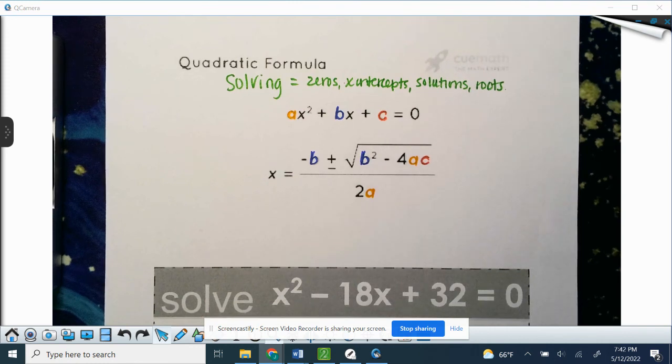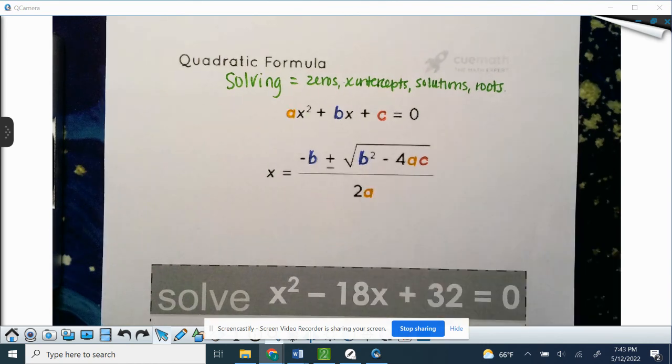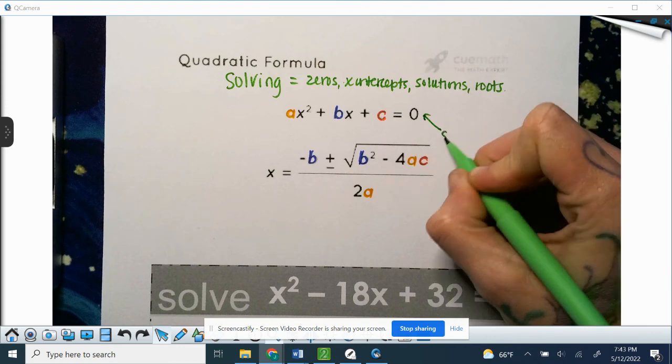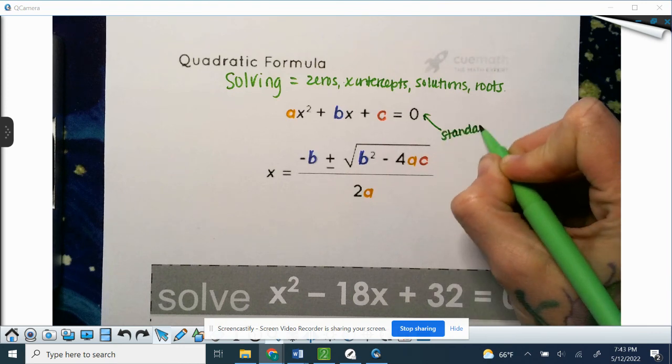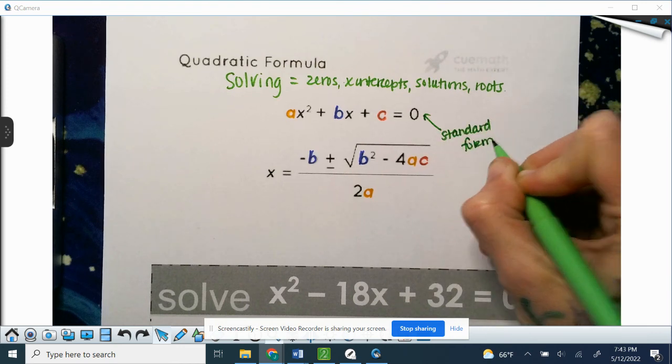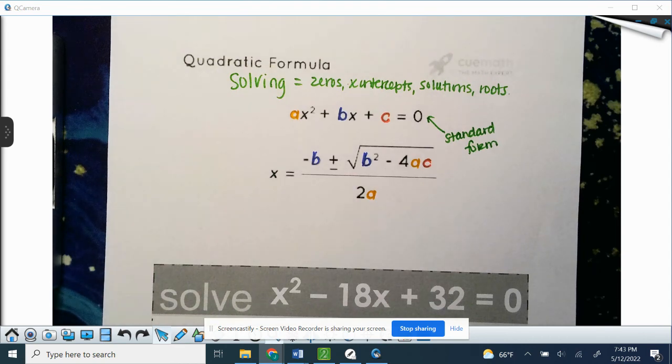So the quadratic formula is negative b, so the opposite of b, plus or minus the square root, all underneath that root bar, b squared minus 4ac, all over 2a. And that's in relation to the standard form. Remember, this is our standard form of a quadratic. So that's where you're going to get your a, your b, and your c from, which we've also been doing as we've been factoring.